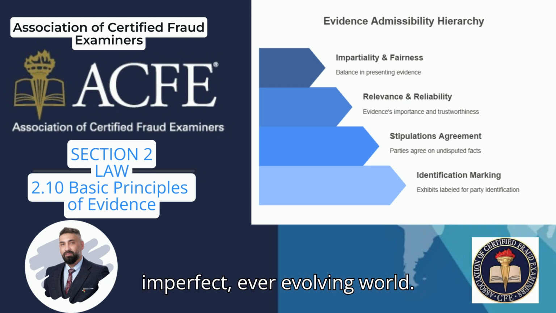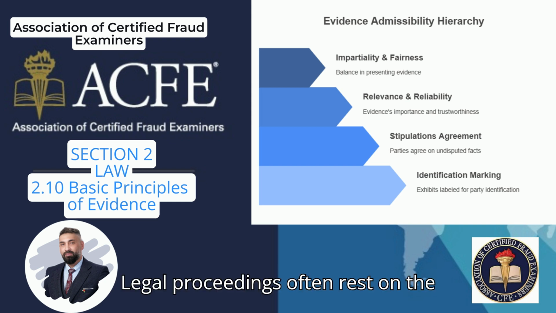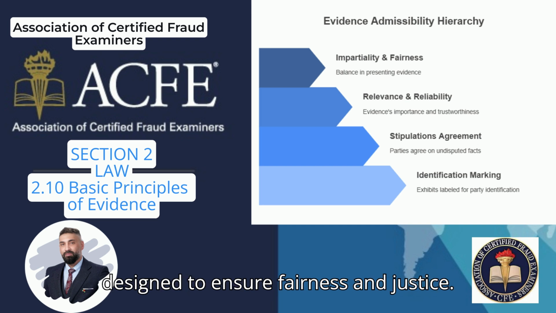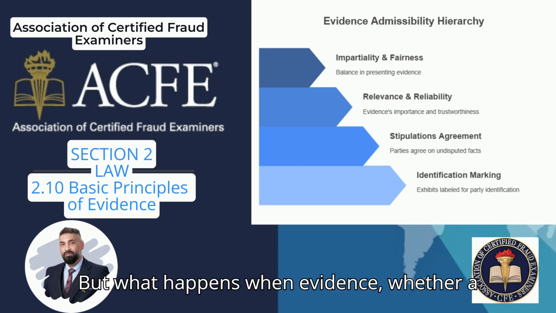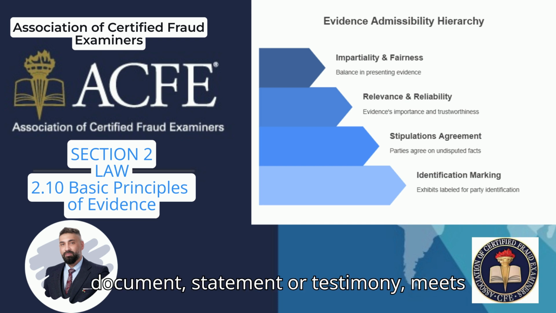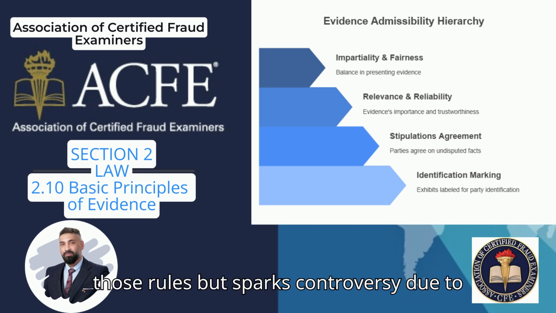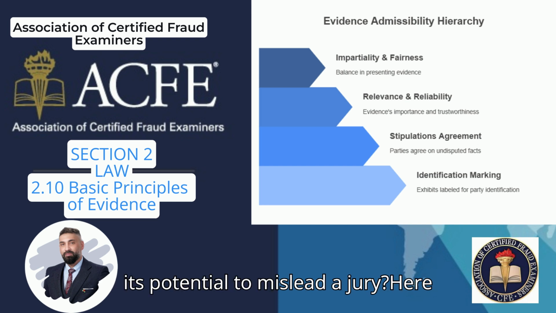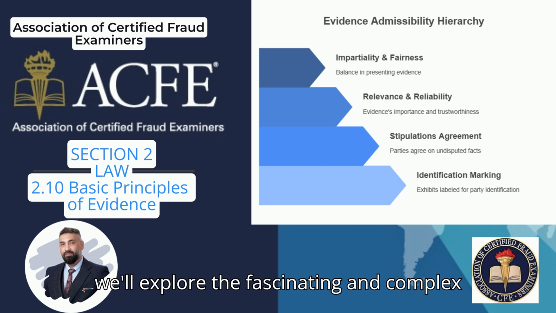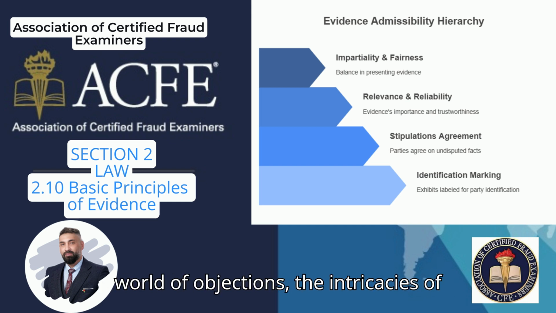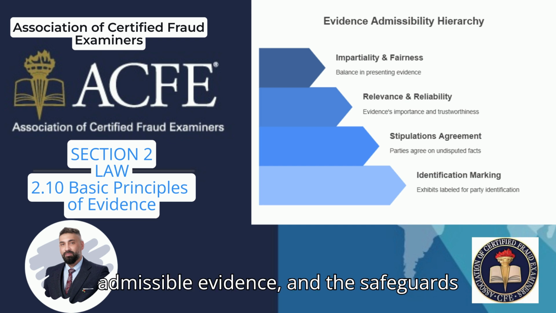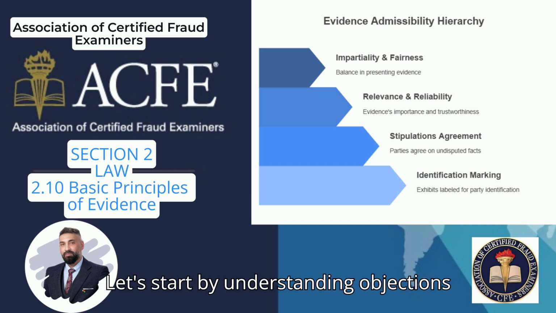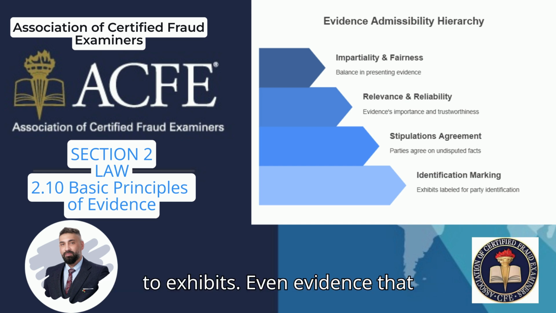Legal proceedings often rest on the delicate balance between presenting compelling evidence and adhering to rules designed to ensure fairness and justice. But what happens when evidence, whether a document, statement, or testimony, meets those rules but sparks controversy due to how it's presented, its reliability, or its potential to mislead a jury? Here, we'll explore the fascinating and complex world of objections, the intricacies of admissible evidence, and the safeguards that underpin modern judicial systems. Let's start by understanding objections to exhibits.